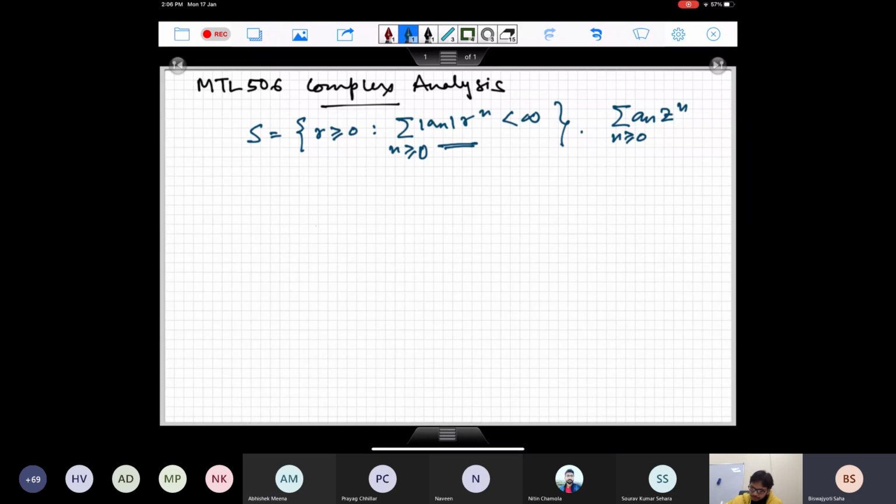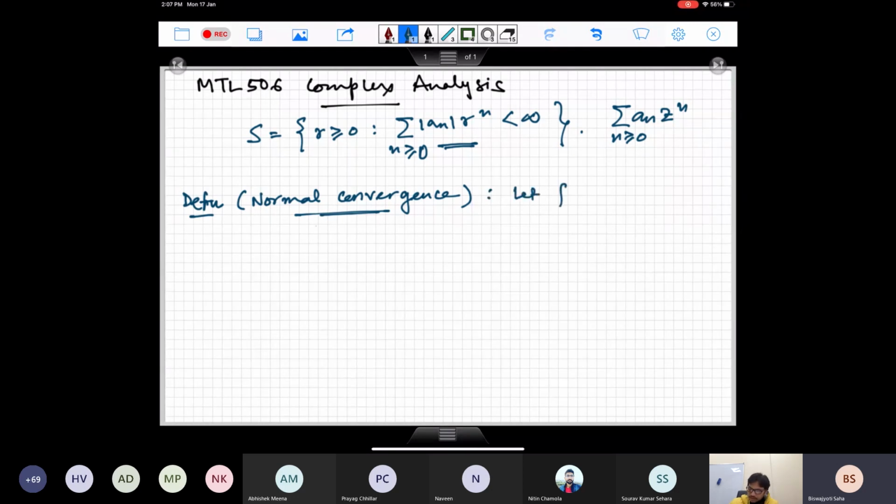Let me give the definition. The convergence which I am talking about is called normal convergence. It is convenient to have this notion in place, because it takes care of both absolute convergence and uniform convergence in one go. So let me define what I mean by normal convergence of an infinite series.